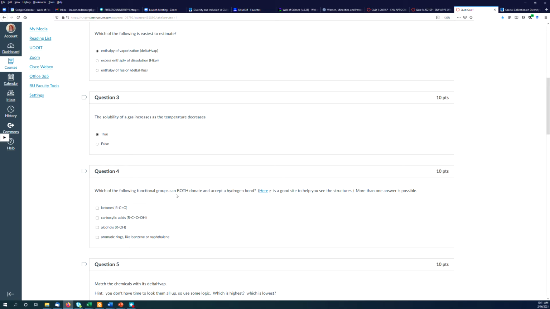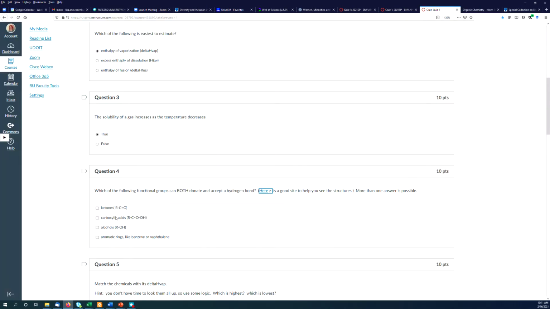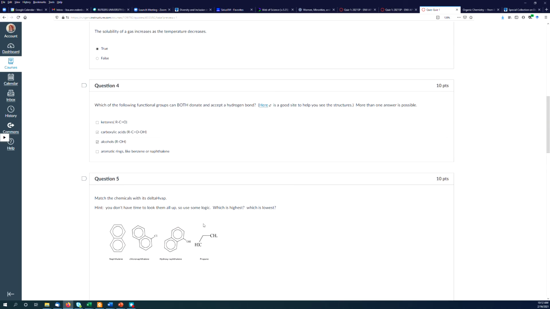Okay, which of the following functional groups can both donate and accept a hydrogen bond? I did my best to draw them here, and that's why I also gave you a little site that you could go to show you the different organic functional groups. But the key is this one has a hydrogen. So a carboxylic acid can both donate and accept, and so can an alcohol. But the ketone does not have a hydrogen that's bonded to an oxygen or anything. They're all bonded to carbons, and therefore they're off the market. And benzene and aromatic rings can accept hydrogen bonds, but they can't donate them. So those are the right answers there.